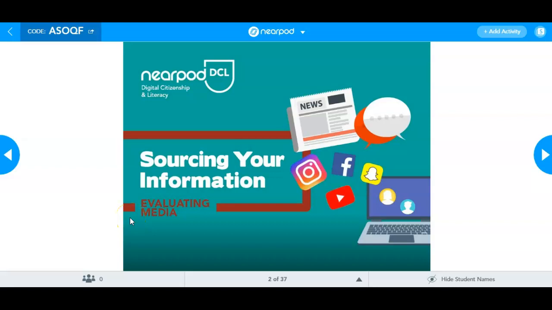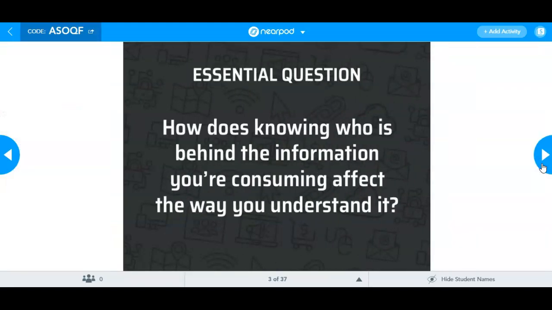We will begin with a lesson on sourcing your information. The lesson will begin with an essential question. How does knowing who is behind the information you're consuming affect the way you understand it?